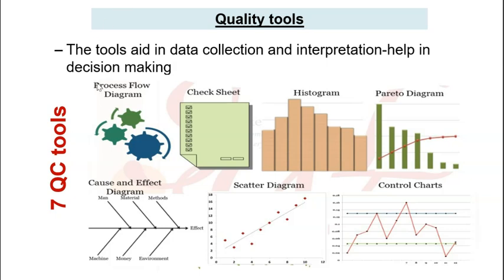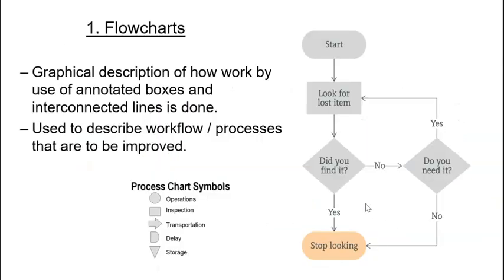So we have the flow diagram, Checksheet, histogram, Pareto, the cause and effect diagram, scatter diagram, and control chart. For the first one, the flow chart, it's familiar, okay, in which the symbols represent meanings: operation, inspection, transportation, delay, and storage. So it shows the flow of the process.